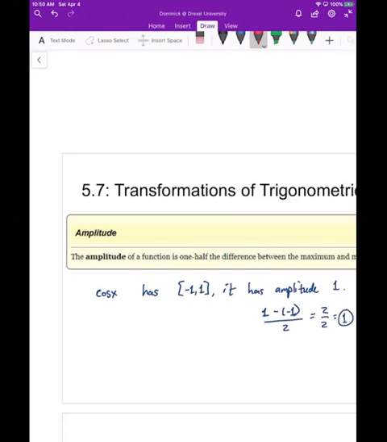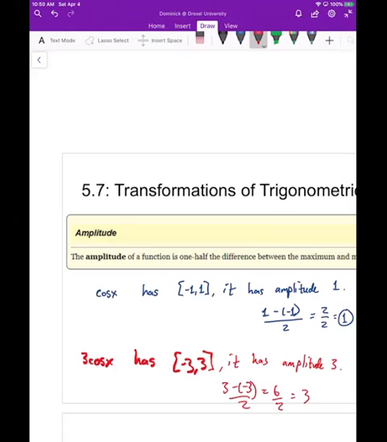Right? And of course, 3 cosine x has -3 to 3 as its range. And if you do 3 minus -3 and divide it by 2, you get 6 over 2, which is 3. So it has amplitude 3. Right? And of course, another way you can think of this, and we'll see in a minute, is whatever number is in front of cosine, and again, if you don't see it, it's assumed to be a 1 there, that's essentially going to give you the amplitude. Okay?